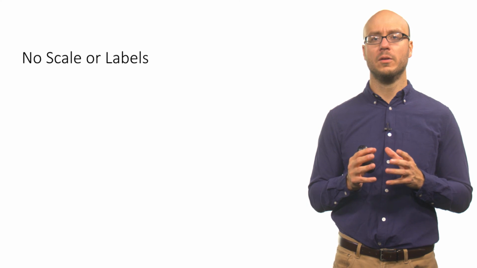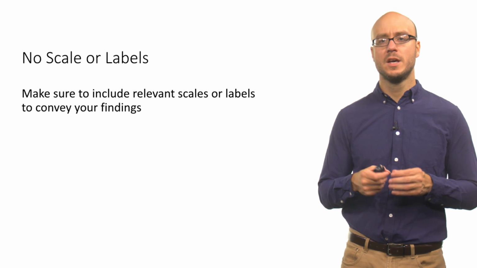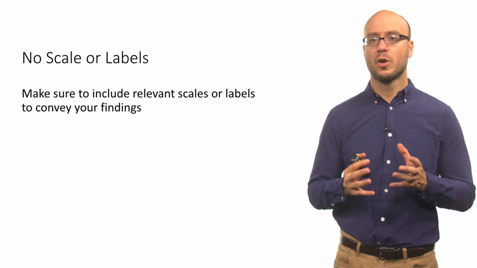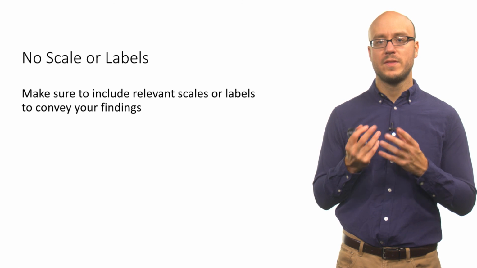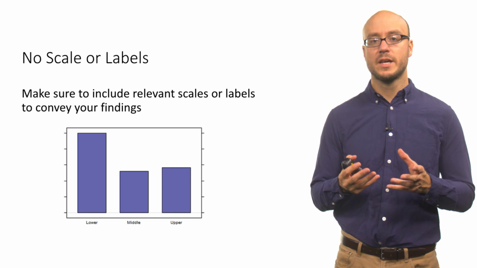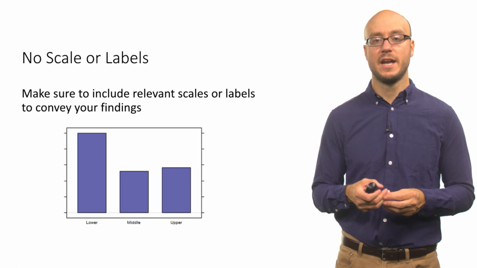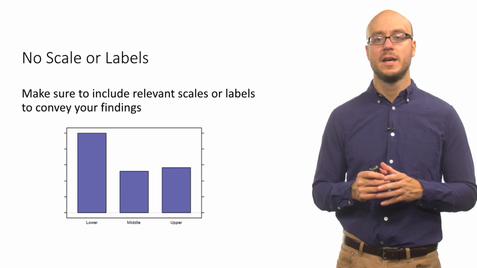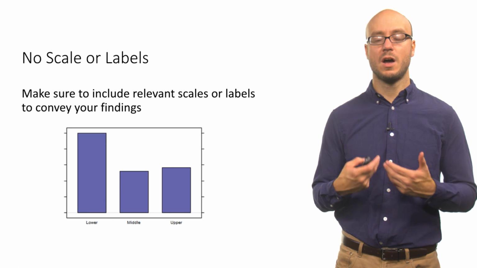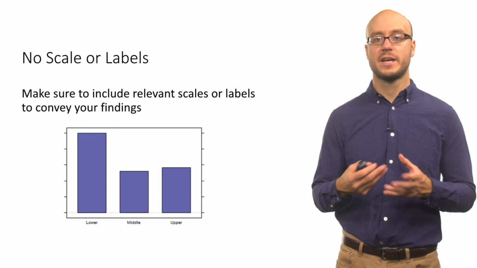Another problem that can go on is having no scale or labels. So you should make sure to include all appropriate scales or labels to convey your findings effectively. So in this case, we have this bar graph. It's the same bar graph of passengers on the Titanic by class. And you can see that there's no scale. So it's unclear whether this is a bar graph of proportions, percentages, counts, or something else entirely. So always make sure to include a scale or labels.